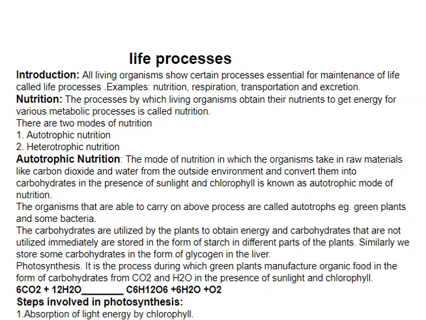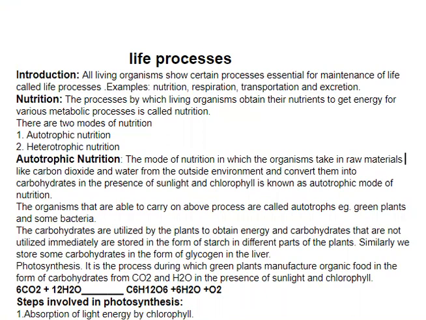The carbohydrates are utilized by the plants to obtain energy, and carbohydrates that are not utilized immediately are stored in the form of starch in different parts of plants. Similarly, we store some carbohydrates in the form of glycogen in the liver. So, photosynthesis is the process during which green plants manufacture organic food in the form of carbohydrates from carbon dioxide and water in the presence of sunlight and chlorophyll.